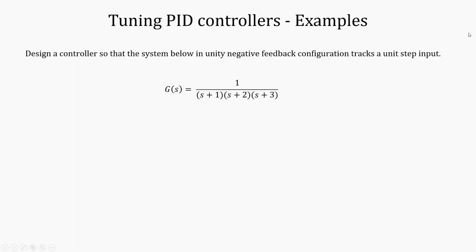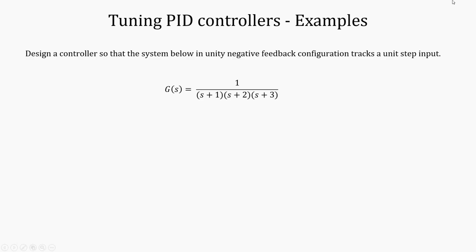I will show you how to do that in an example, and once you find that, you are good to go. Then you can use the Ziegler-Nichols closed loop table. Let us look at an example to see how we do that. Here you have a controller in unity negative feedback configuration and you want to track a step input, unit step or step input, whatever input you want to use.